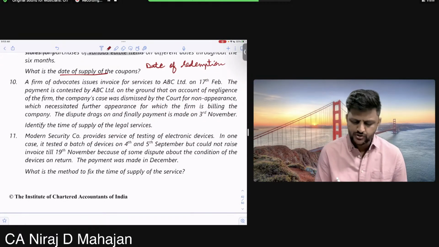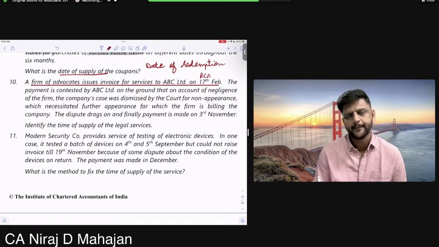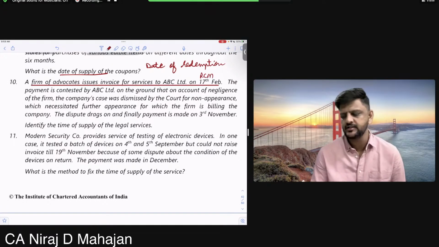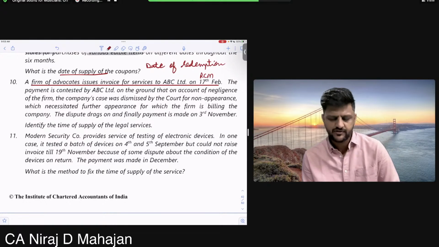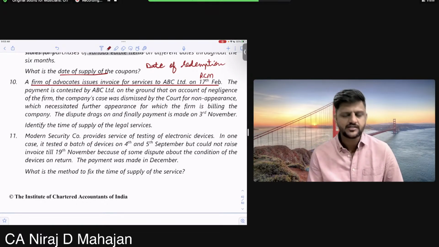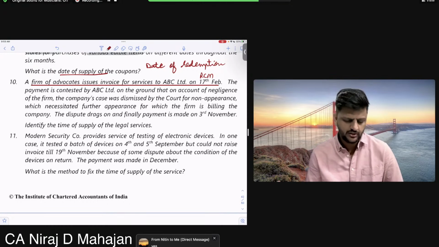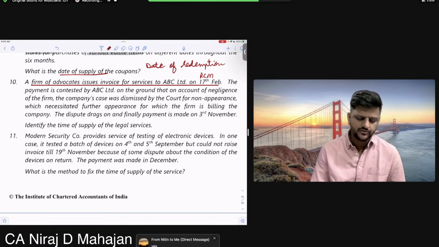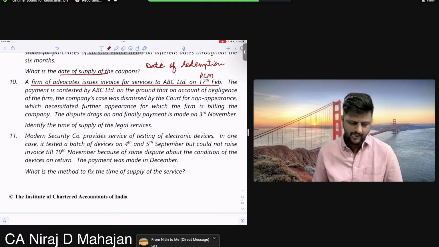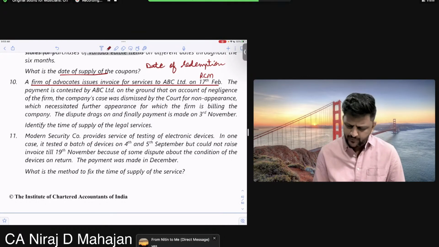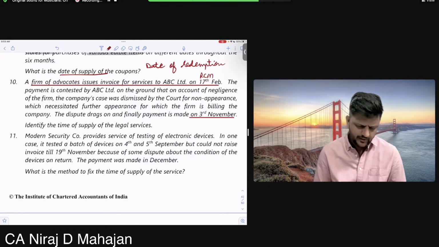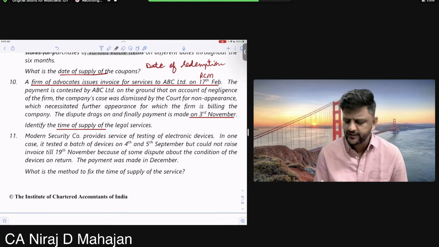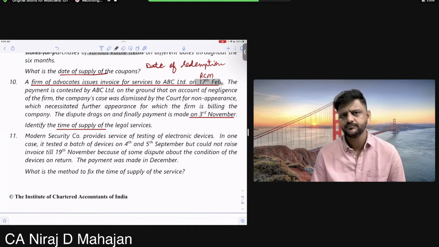A firm of advocates issues invoice for services to ABC Limited on 17th Feb. RCM. Services, RCM. Date of payment or 61st day. The payment is contested, argued in litigation, on the ground that on account of negligence of the firm, the company's case was dismissed. The dispute drags and finally payment is made on 3rd November. Identify the time of supply of legal services. 17th Feb, 61st day.